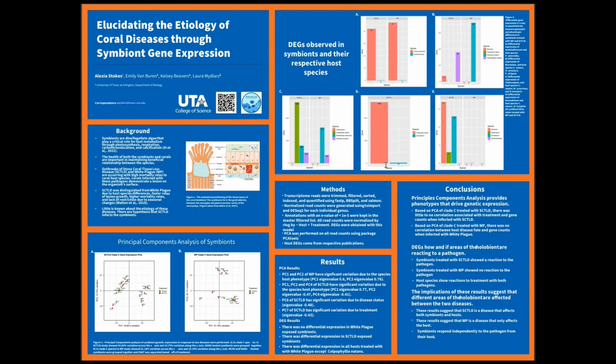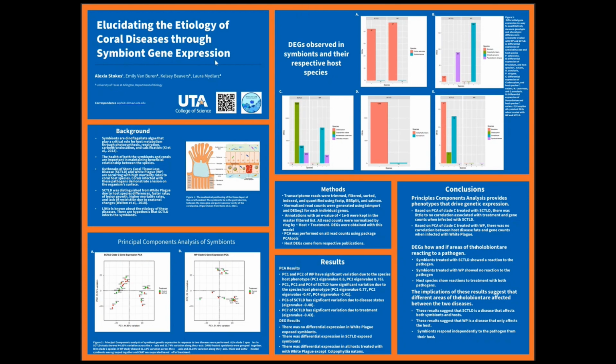Now, taking a look at results, we have differential gene expression results, which help to determine statistically relevant changes in gene expression when comparing control samples to diseased ones. We used bar graphs to visualize this data set in which we compared gene expression of both SCTLD and white plague in response to treatment with one of the diseases. The numbers in the bar graph represent how many genes were differentially expressed. So let's take a look at figure B for this as an example.